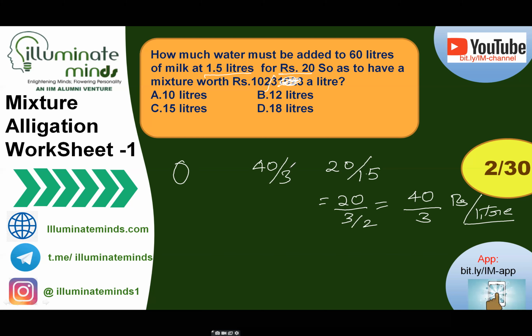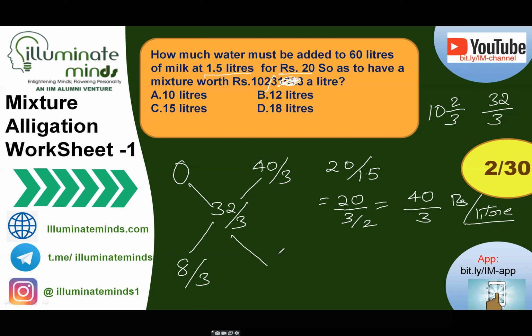Now, so as to have the mixture worth rupees 10 2/3 per liter. 10 2/3 is how much? 10 into 3 is 30, plus 2, so 32/3 rupees per liter. The price that I need to achieve is 32/3 rupees per liter. So I will play allegation once again. 40/3 minus 32/3 will give me 8/3. 32/3 minus 0 will give me 32/3. The 3/3 gets cancelled, so this becomes 1:4.